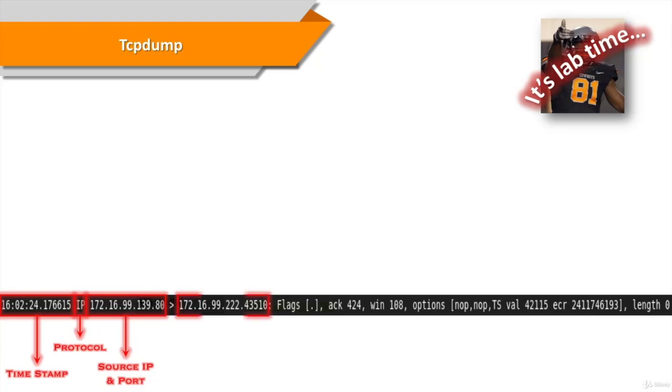172.16.99.139. Now the fourth field is the IP address or host name of the host receiving the packet, along with, for TCP and UDP packets, the destination port. Flags is the TCP segment flags. The packet on the slide doesn't have any flags set other than ACK. ACK is the acknowledgement number in the packet. TCPDump shows sequence and acknowledgement numbers relative to the initial sequence number by default.